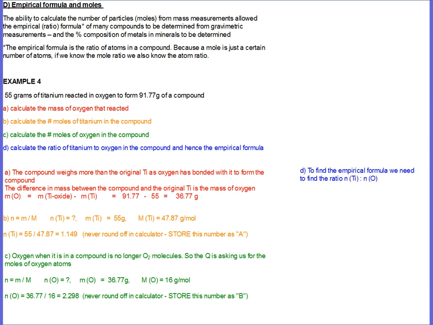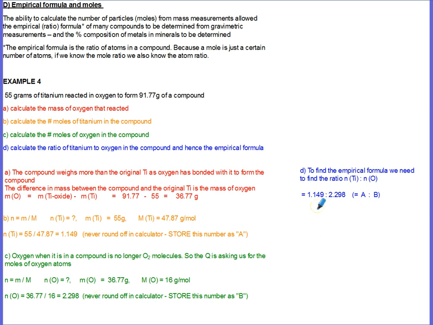We want to find the empirical formula, so we need to find the ratio of number of atoms of titanium to number of atoms of oxygen, which is the empirical formula. Or, because moles is just a way of counting numbers, if we find the ratio of moles of titanium to moles of oxygen, that's the same as the atom ratio. So to find the empirical formula, we've just got to find the mole ratio. Well, what does that mean? We know the moles of each one. We know the moles of titanium is 1.149. We know the moles of oxygen is 2.298, or more correctly, the ratio A to B, because those numbers are stored in our calculator.